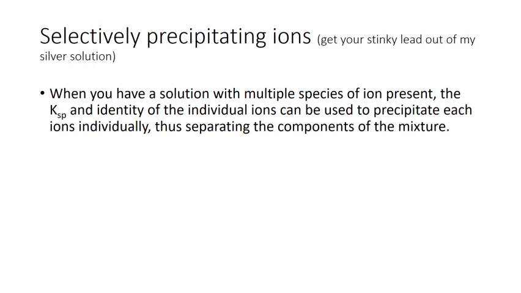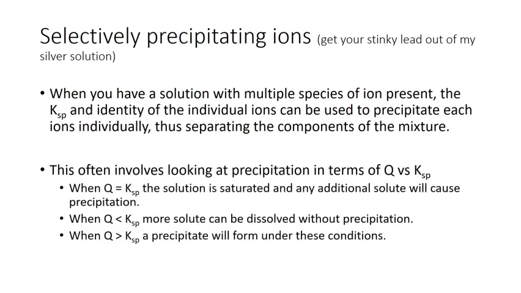Okay, now here we really get into the equilibrium calculations when we want to selectively precipitate ions. When you have a solution with multiple species of ion present, the Ksp and identity of the individual ions can be used to precipitate each ion individually. Thus, you can separate the components of a liquid mixture where they are all dissolved. And so this often involves looking at precipitation in terms of Q versus Ksp.